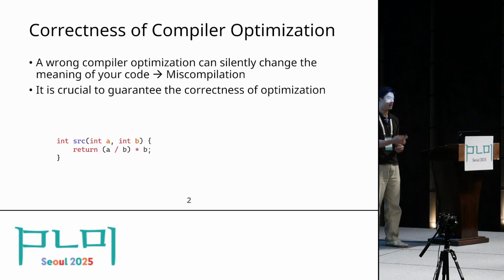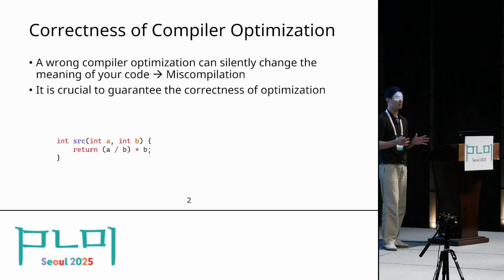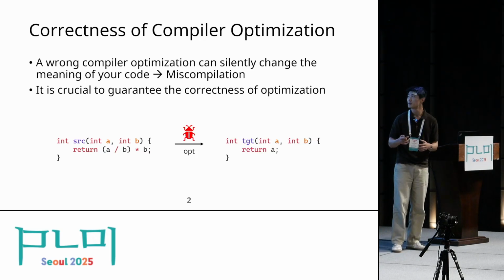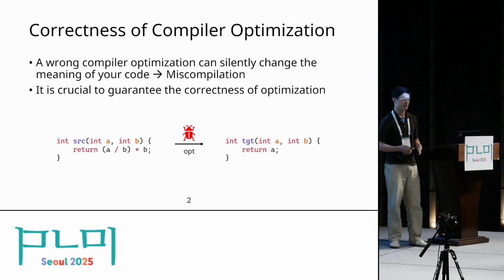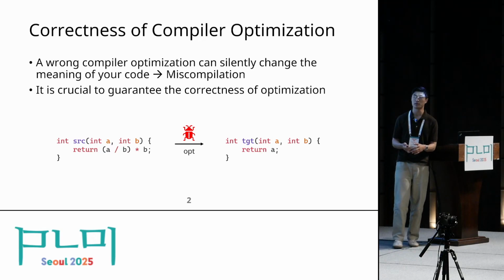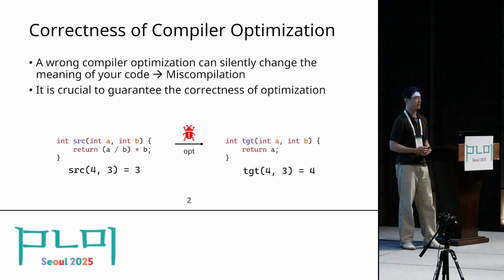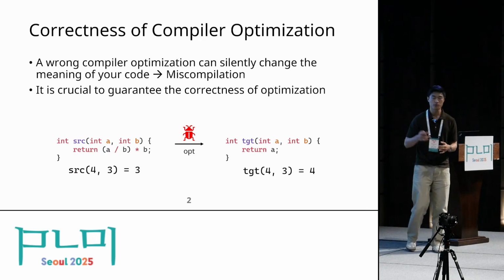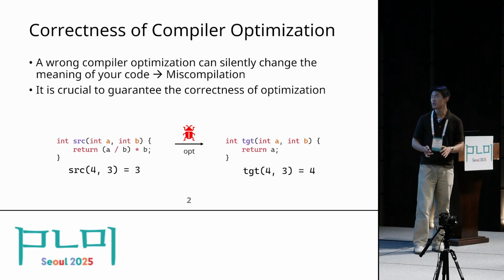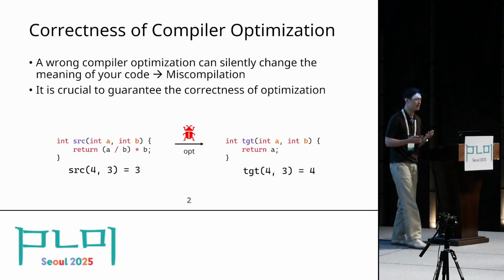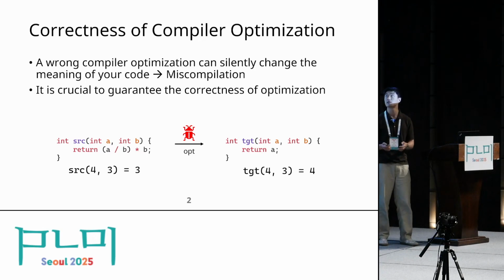So to give you the idea of what a miscompilation looks like, let's take an example. This is a source program. It divides a number by b and times b. And if a wrong optimization kicks in, it can cancel out the b term, but we know this is a miscompilation, because if we give an input 4 and 3, the source program would give result 3, and the target program would result 4. But by compilation, the semantics is supposed to be preserved.